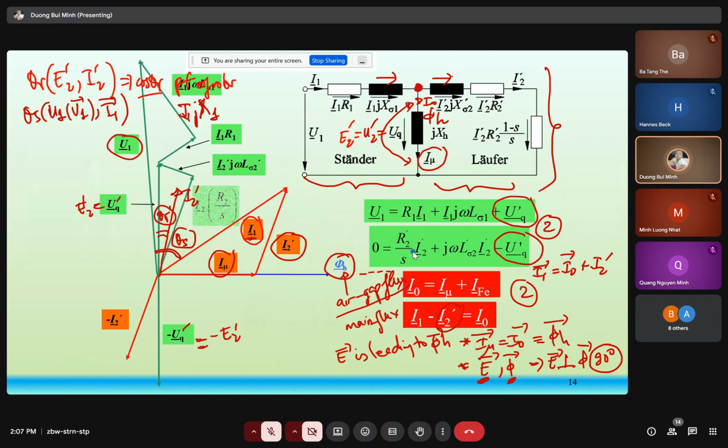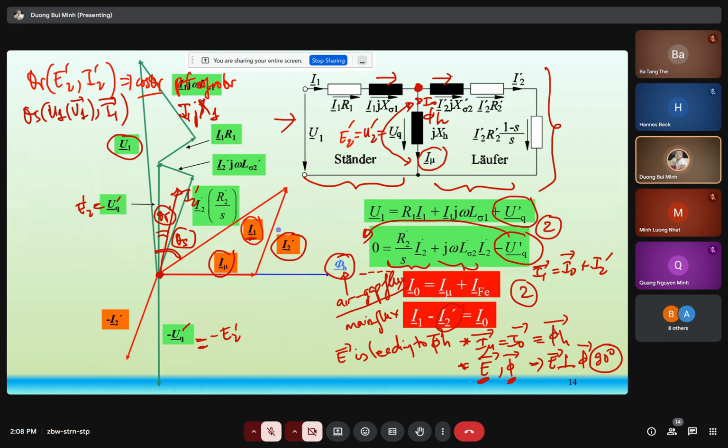This one is 0, right? Plus, okay. Oh, something is wrong. Let me check. Okay, so from here we have I2 over S. Okay, plus this one. So equal to UQ, because if we move UQ here, you get UQ over S, which is this one plus this one. Okay, finish. So this is the phasor diagram of this equivalent circuit.